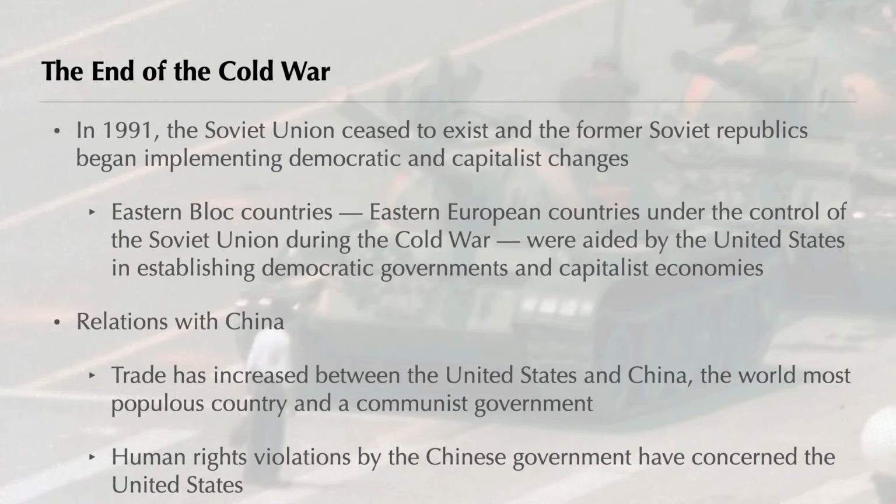Some observers of the startling events in Eastern Europe and the Soviet Union spoke of the death of communism. However, the world's most populous country, China, was still ruled by a communist government. Trade has increased between China and the United States, but China's treatment of its own citizens has hurt relations between the two countries. Americans were outraged when Chinese troops crushed a student-led democratic movement in 1989, killing hundreds of protesters in Beijing's Tiananmen Square. There has been debate over how to react to these human rights violations.